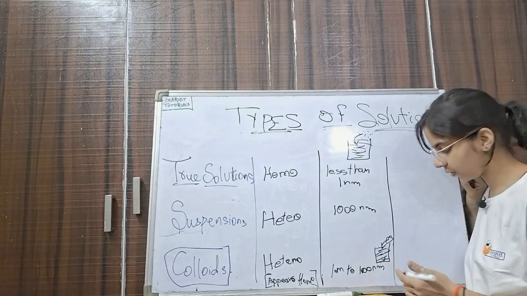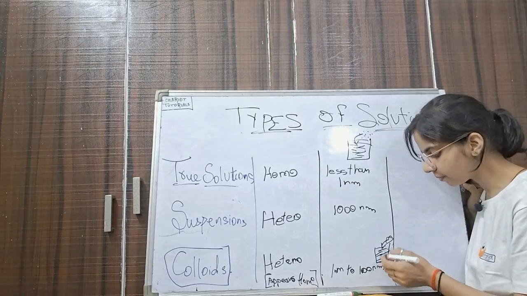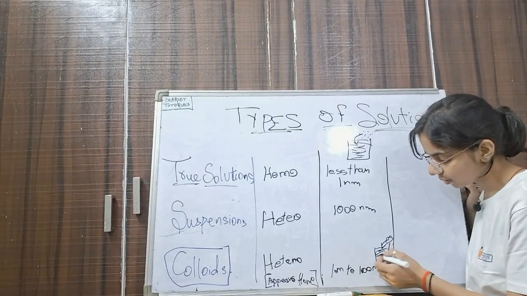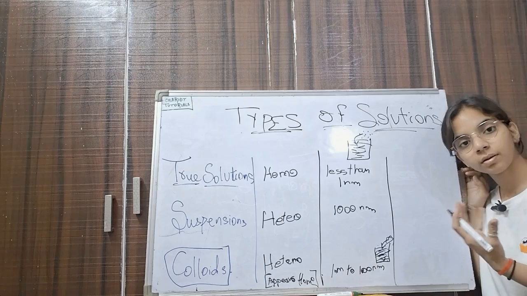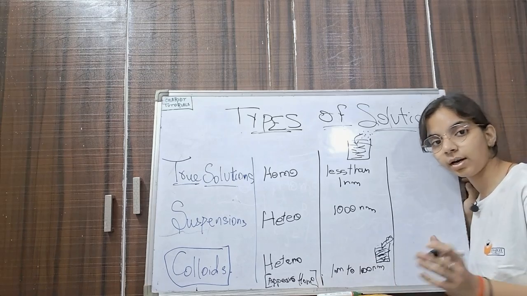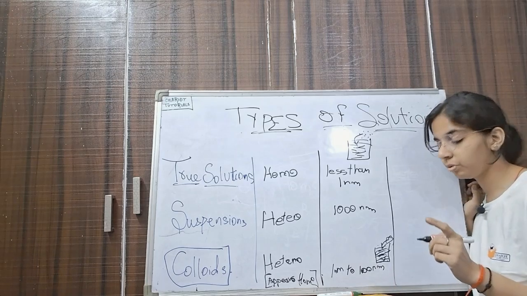Its weight also will not be very heavy, so it will not settle down at the bottom and it will keep on moving in the solution. That is why it appears to be homogeneous. That is why the milk solution appears cloudy, right?